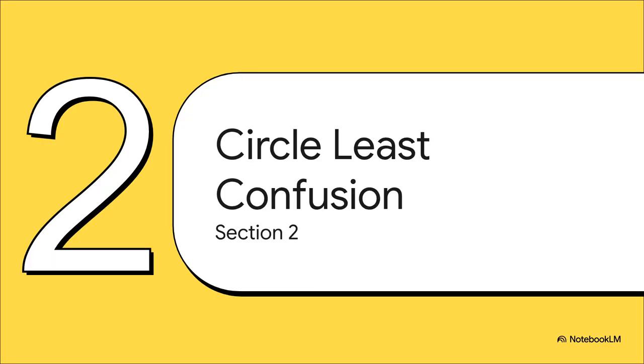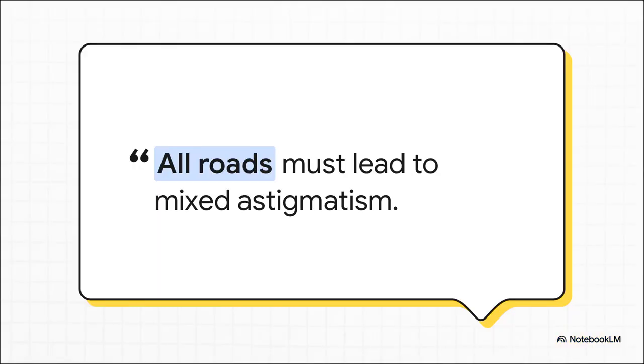Which brings us nicely to Section 2, the circle of least confusion. You've probably heard this classic attending maxim on the wards: all roads must lead to mixed astigmatism. What this actually means is that before you introduce any cylinder at the phoropter, you have to use your spherical lenses to place the circle of least confusion perfectly on the retina. You absolutely must straddle the retina with your two focal lines. If that circle of least confusion is floating off in the vitreous somewhere or buried behind the macula, your cross-cylinder flips are just going to give you garbage data.